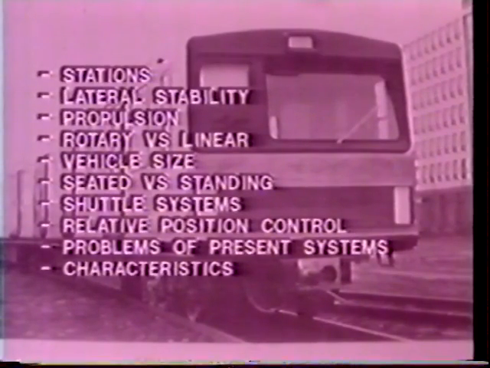Another possibility is to deal with vehicle size. And then along with that, whether or not the vehicles are designed to have seated passengers only or seated and standing passengers. So you can get into that sort of thing. You can talk about the whole system of the shuttle system itself, how that's to be designed and put together. You could get into safety factors such as how do you maintain relative position stability and things like that, or position control. You could talk about what's wrong with the present mass transit system, and you could finally talk about what are the characteristics of a worthwhile alternative to the present system.